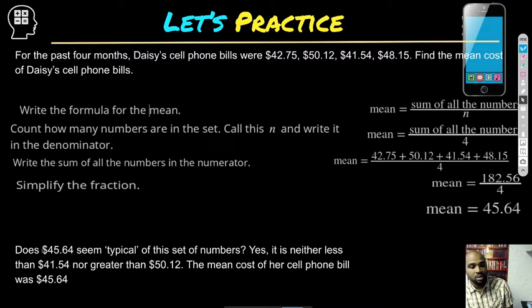So does it make sense? Is it typical? Let's see. Well, is it within that range? Yes, it's neither less than 41, which is the smallest, nor is it greater than 50, which is the largest. So an average should be somewhere in that middle range. So yes, it's typical. It makes sense.